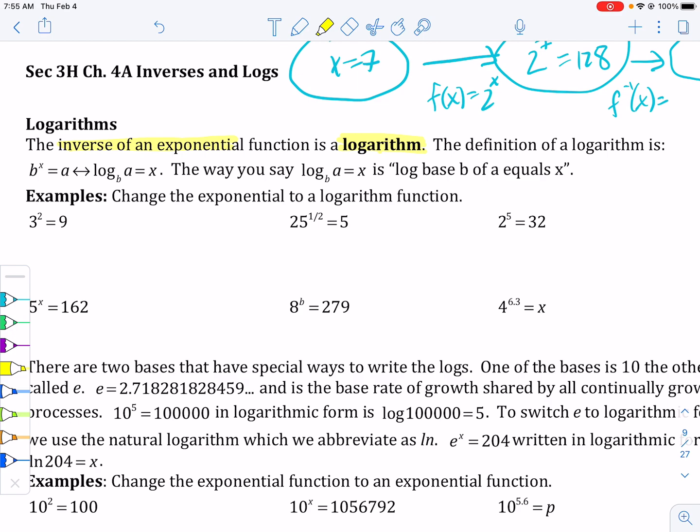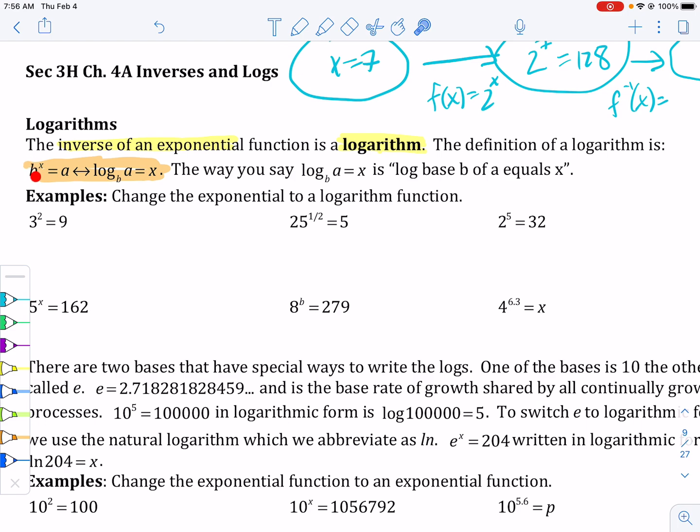Okay? Now, here's our actual definition of what a logarithm is. It says, if you have b to the x equals a, that's the same thing as log base b of a equals x. So these two things undo each other. Now, it's important that when we say this, it's log base b of a equals x. Okay? So we can switch between the two different forms using this piece of information.